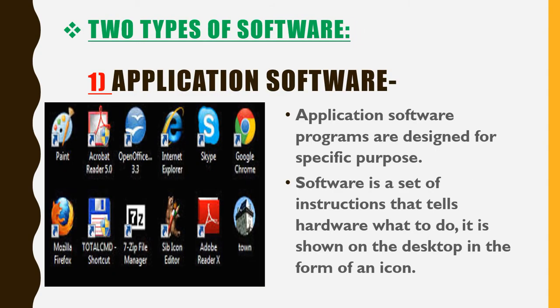Types of software. There are two types of software. First, application software and second is system software. You can create an icon on the desktop for any program you want. Okay. Then first is application software. Application software programs are designed for specific purpose. Some commonly used application software are given below.